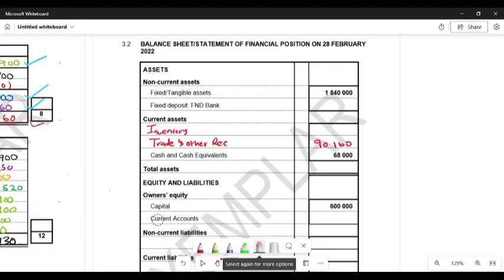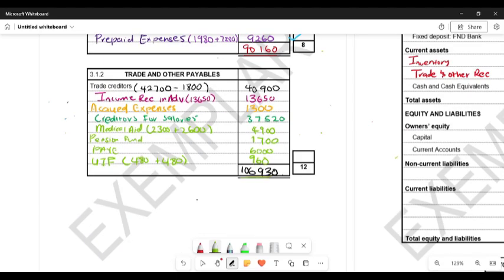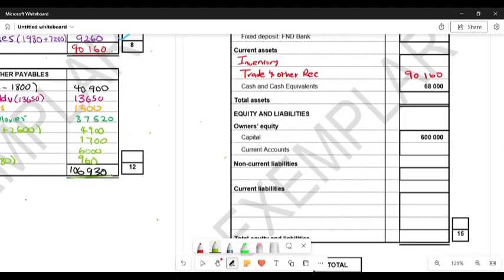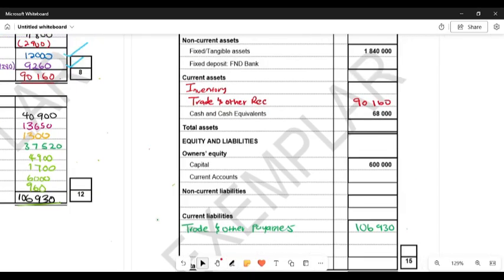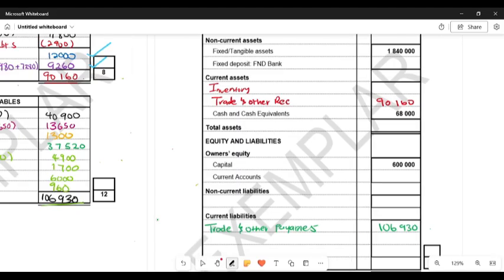We're also going to do the same for trade and other payables. Remember, trade and other payables, this is the balance we got, 106,930. And trade and other payables goes under our current liabilities. So under current liabilities, we have trade and other payables, and my trade and other payables is 106,930. Right. So here, let me start off with the top part. Let me finish this off.